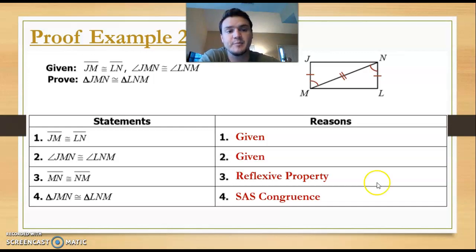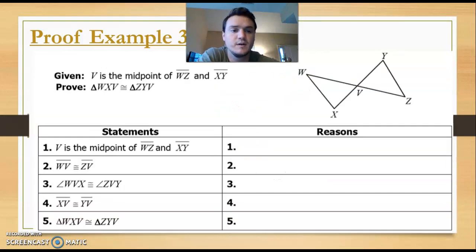All right, last example here. Again, if you need to rewatch these to figure these out, that'd be a good idea. So the last example says, given that V is the midpoint of WZ and XY. Again, in a proof, you copy down the given information right away. Then we need to start interpreting what this statement means. So it says V is the midpoint of WZ. So WZ is this segment right here, this whole line. If V is the midpoint, that means that W to V is the same as Z to V. That's what they're saying in statement 2.